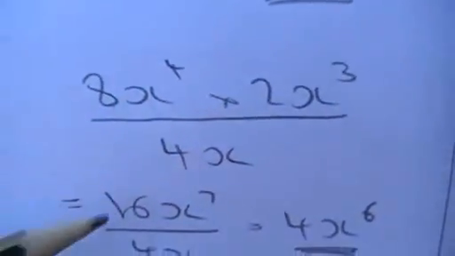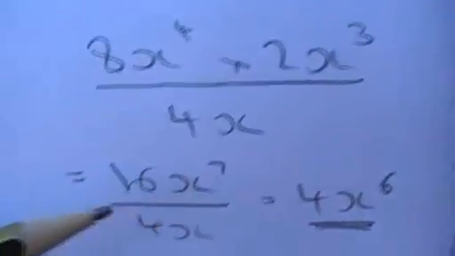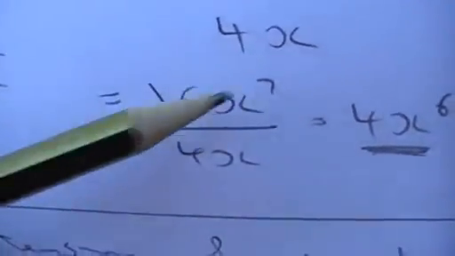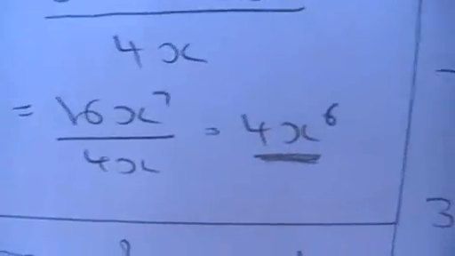This one, 8 times 2 is 16. x^4 times x^3 is x to 7. So I'm now left with 16x^7 divided by 4x. 16 divided by 4 is 4. x^7 divided by x is x to the power of 6.